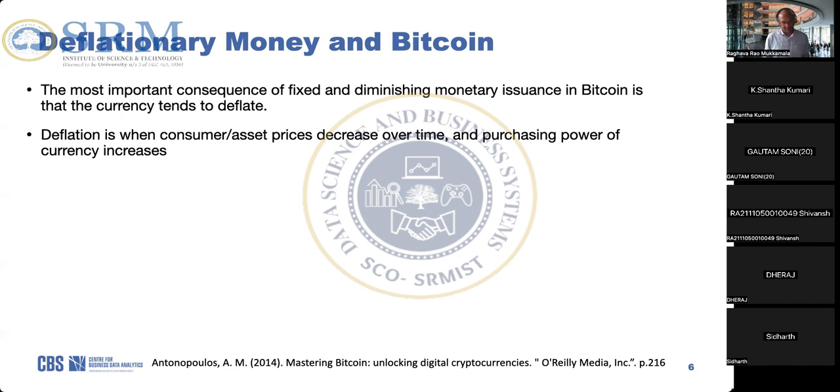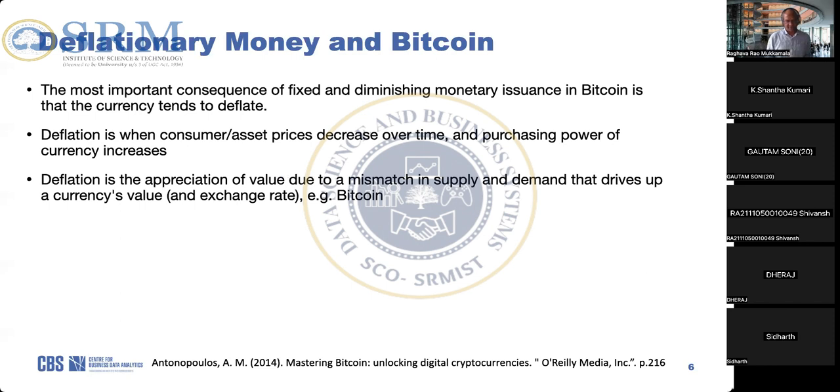On the other hand, deflation is a phenomenon where the value of the money increases over a period of time. Normally, we don't see deflation last that long, but it actually increases the purchasing power of the money, or you can say indirectly, the value of the goods and services will decrease, or the price of the goods and services will decrease over time.